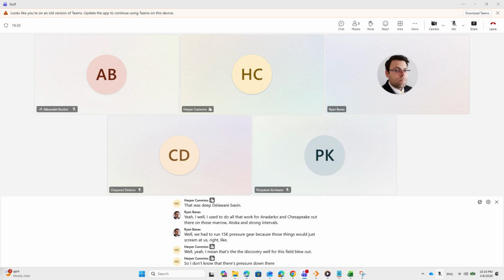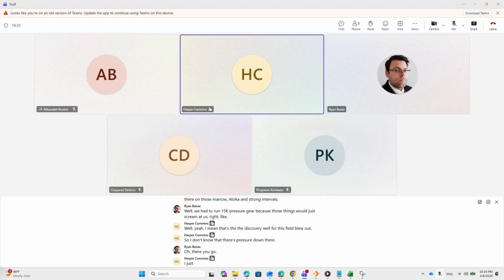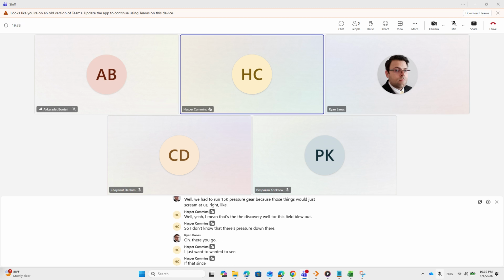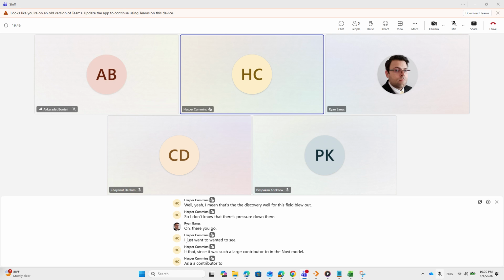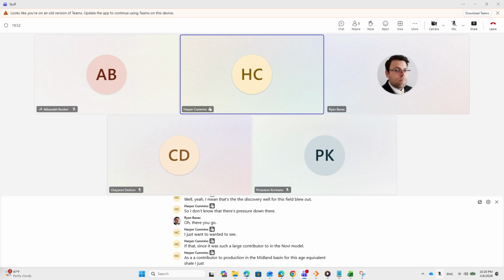Oh, there you go. I just wanted to see, since it was such a large contributor in the Novi model as a contributor to production in the Midland Basin for this age-equivalent shale, I just thought it would be advantageous to go through the same exercise.